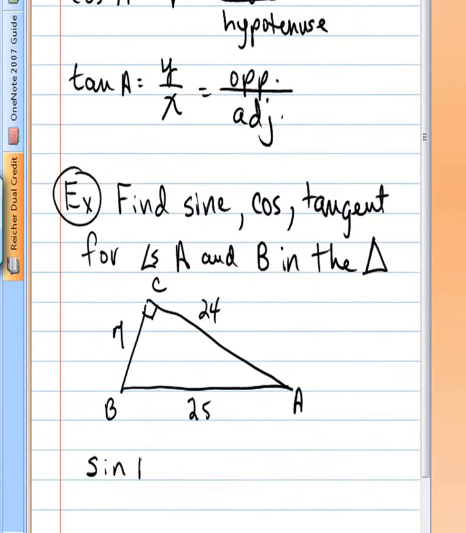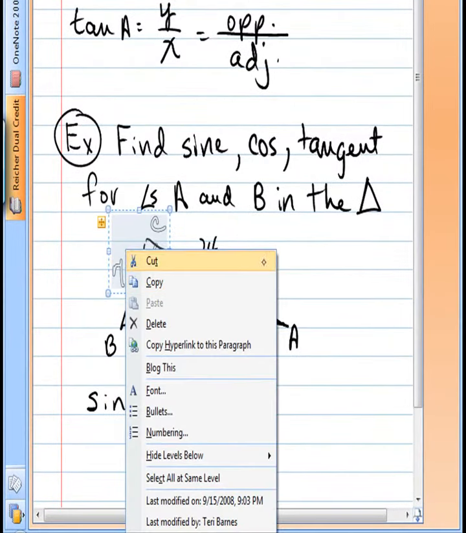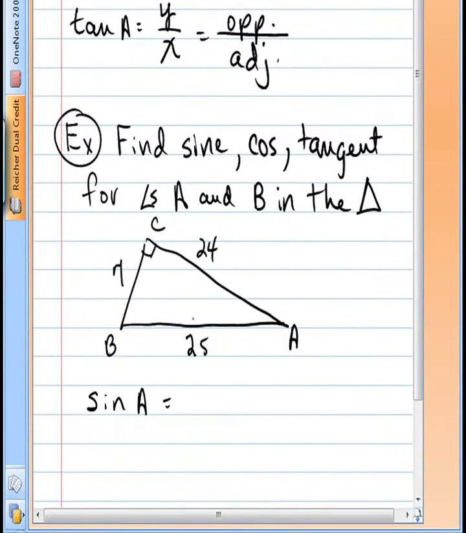Sine A, this is a pretty easy one, is equal to what? Here you look at A, and opposite of A is 7. So 7 over the hypotenuse, which is 25. Sine of B, if you're looking at B, opposite over hypotenuse, that's 24 over 25.